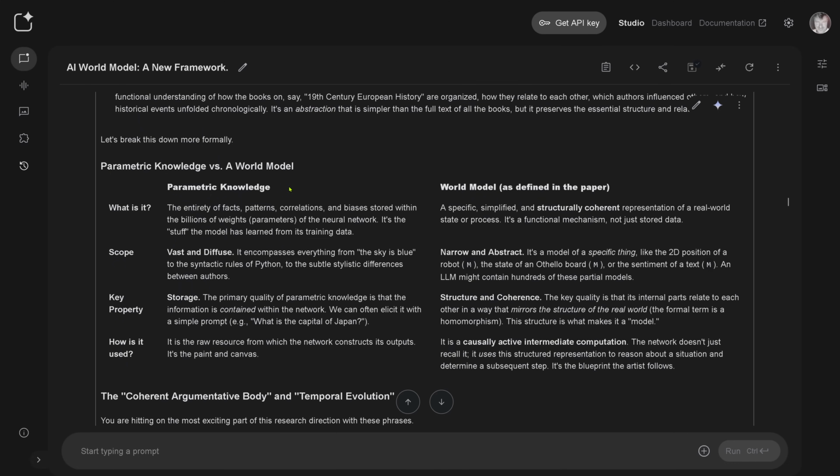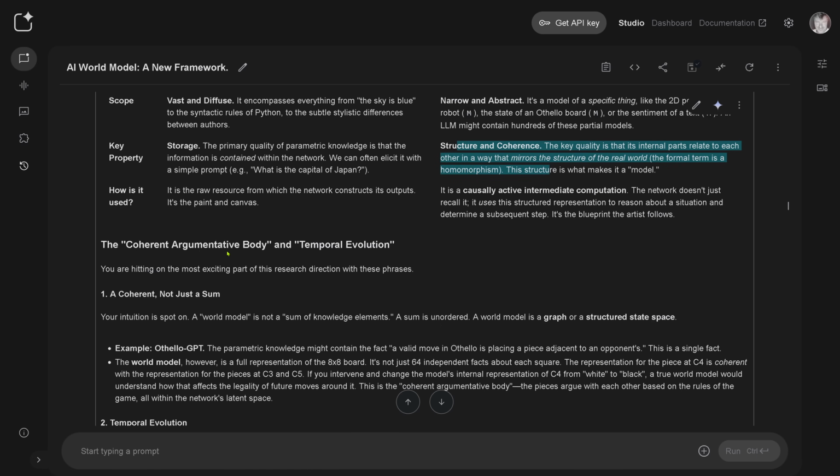I specified this in the system prompt, that I like to have simple examples and comparisons, and it gives me here the parametric knowledge compared to the world model as defined in the paper. So what is it? The scope, the key properties, how is it used? And you have here exactly structure and coherence, the key quality here of world models compared.